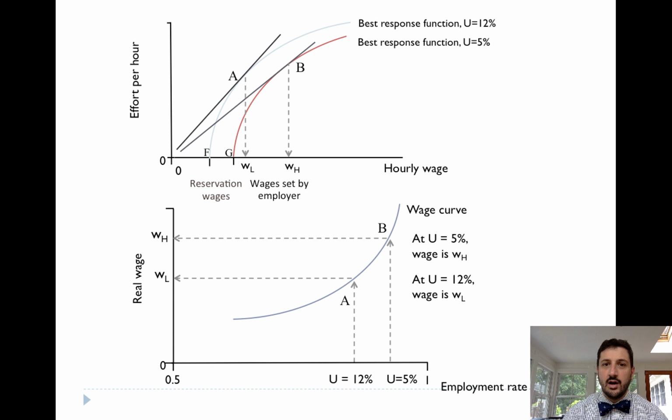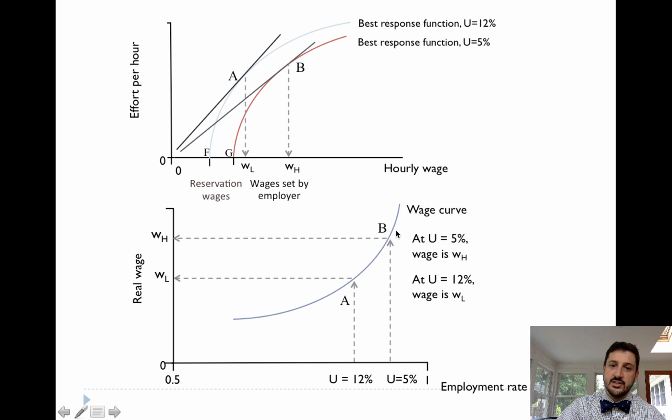So why is that going on? Well, it's all about a shift in the best response function. In this case, moving from an unemployment rate of 5%, where you'll be able to find a new job pretty quickly, to an unemployment rate of 12%, where it's going to take a lot longer to find a new job, shifts the best response function to the left, and we move from point B to point A. In that case, firms can be on a higher iso-profit curve and pay a lower wage but get the same amount of effort, or a similar amount of effort anyway.